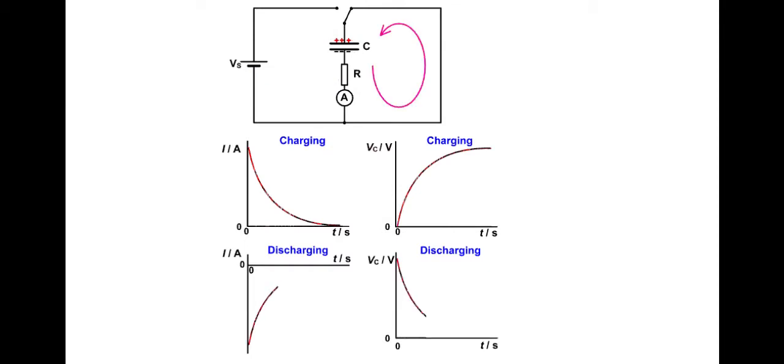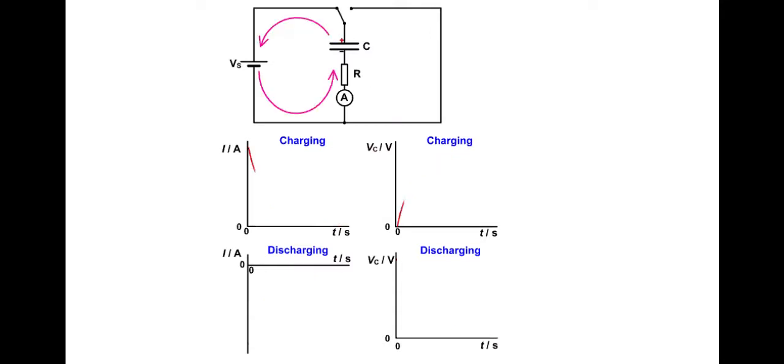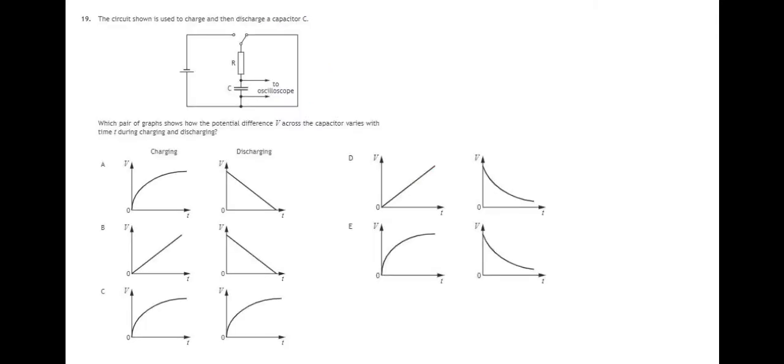So the 2 graphs that we need to be concentrating on for this question are the 2 on the right-hand side here. The voltage charging, rising, and then leveling out, and the voltage while discharging, dropping down to 0. So that gets us answer E.